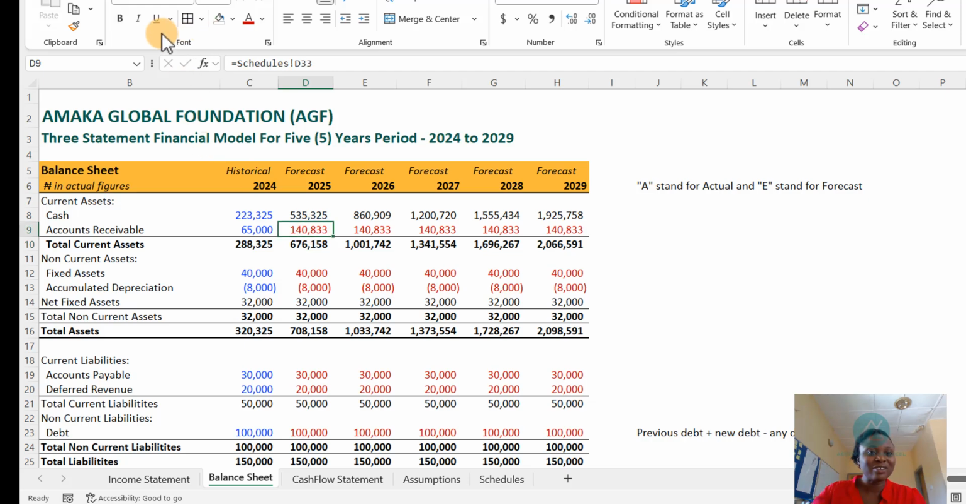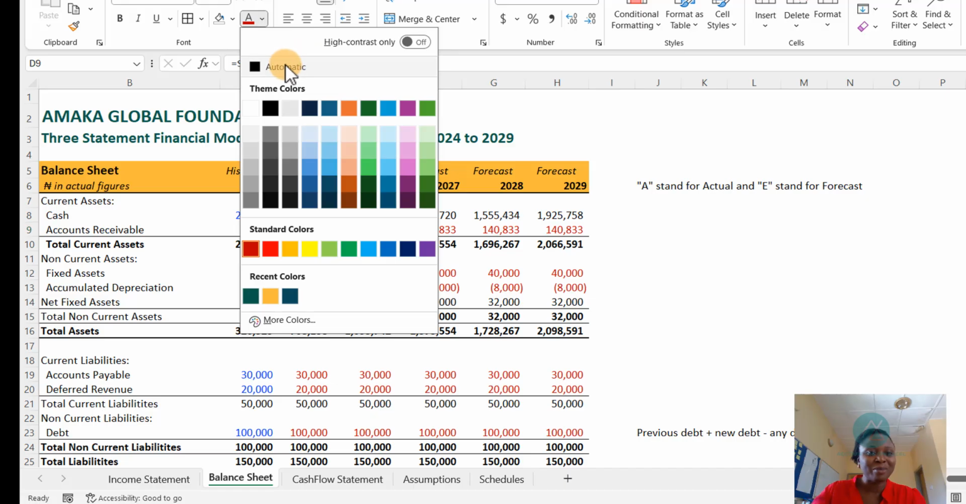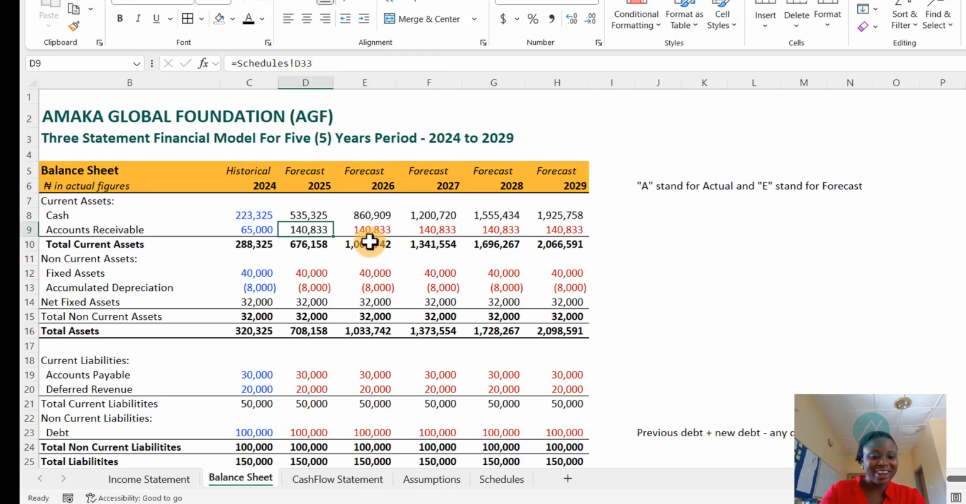So I can now change the font color to black because I am done with this, right? So you can now copy and you paste forward, right? So you see we are done with that. Now notice, let's do the same thing for account payable and deferred revenue. Okay, let's see for account receivable.